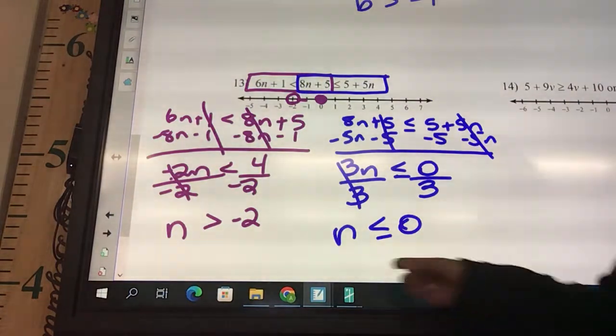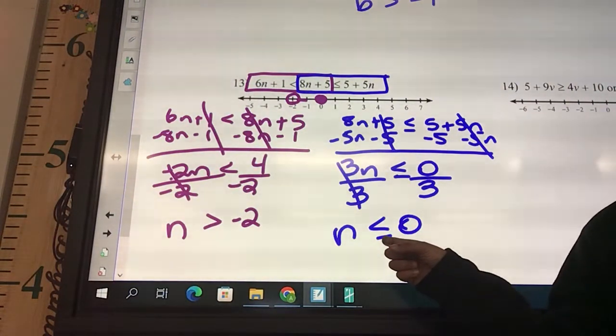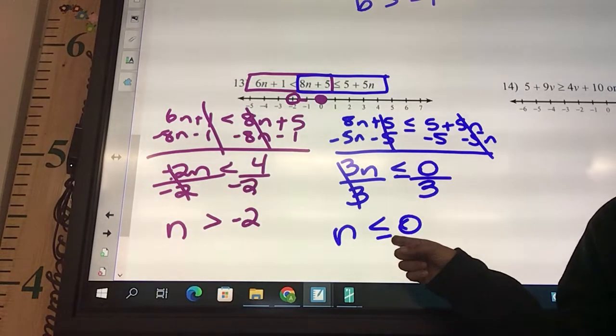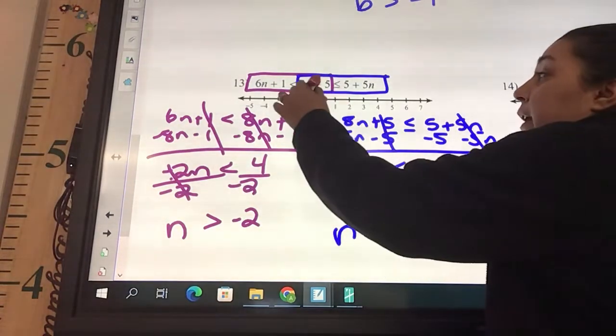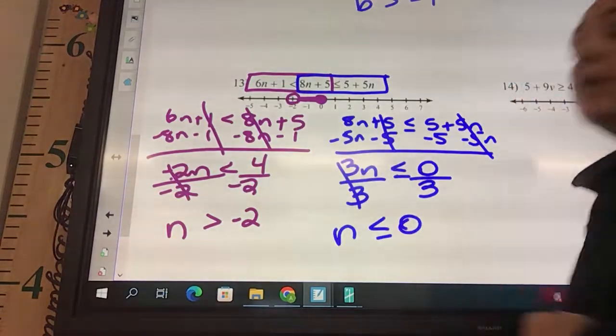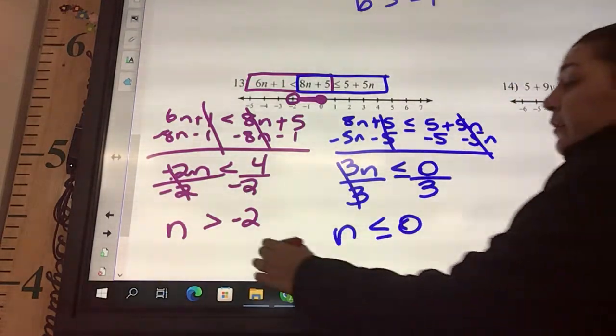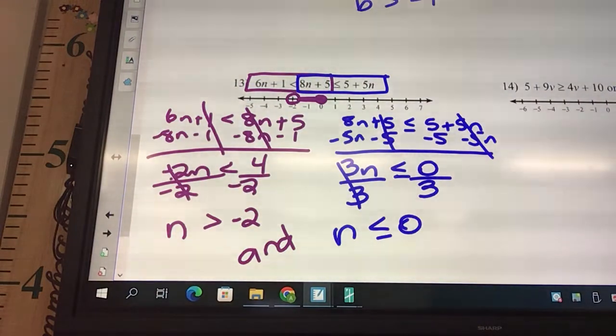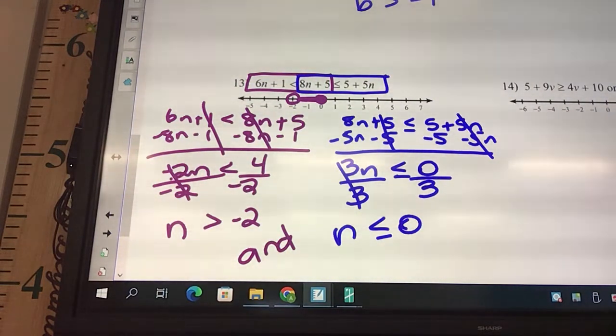Okay, and this says n is what? Less than. So which way is that one going to go? To the left. Is this considered an and or an or? Yeah, this would be an and. Okay, it's pointed in. You don't need to write the word and, but that's what it's looking like.